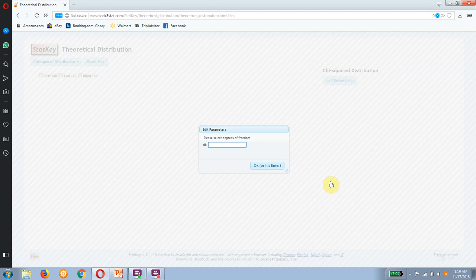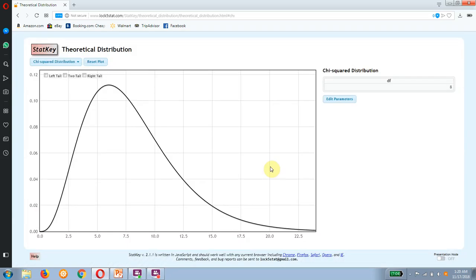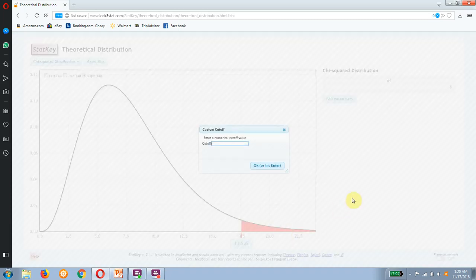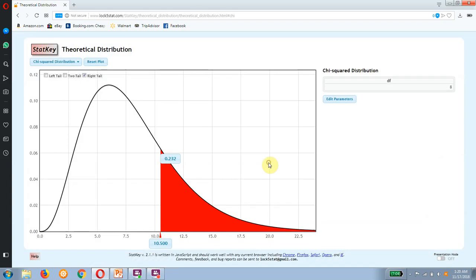You get prompted for a value for the degrees of freedom. I'm going to put in things here that are intentionally not the right answer for the lab. That's definitely wrong, 8 degrees of freedom, but you would put in whatever your degrees of freedom is, then okay, and then right tail, and then let's say hypothetically my test statistic was 10.5. I would put that in as the cutoff. And then in this case, with 8 degrees of freedom and a test statistic of 10.5, you get a p-value of 0.232. What you get for your p-value screenshot will basically look like this.